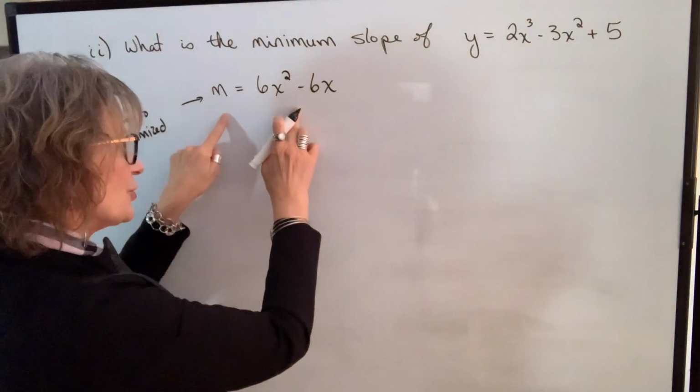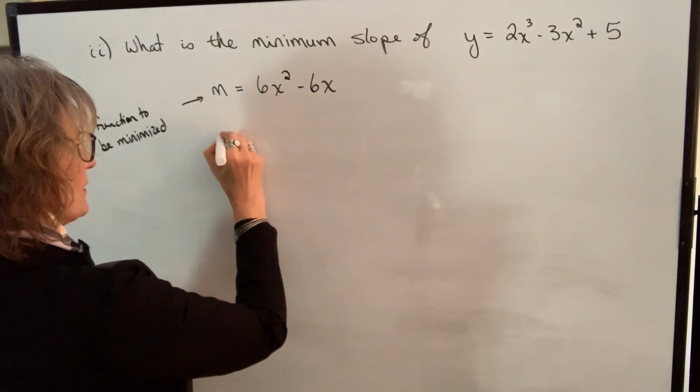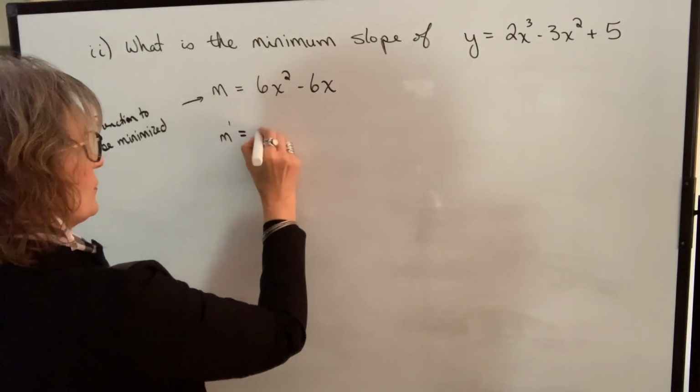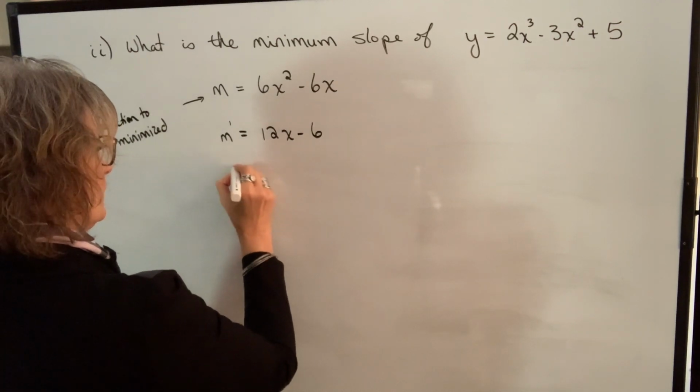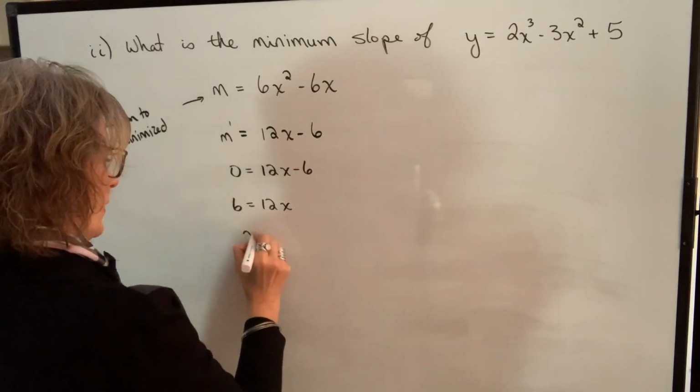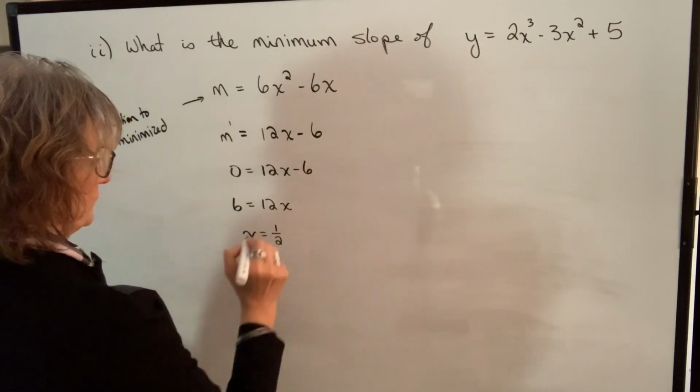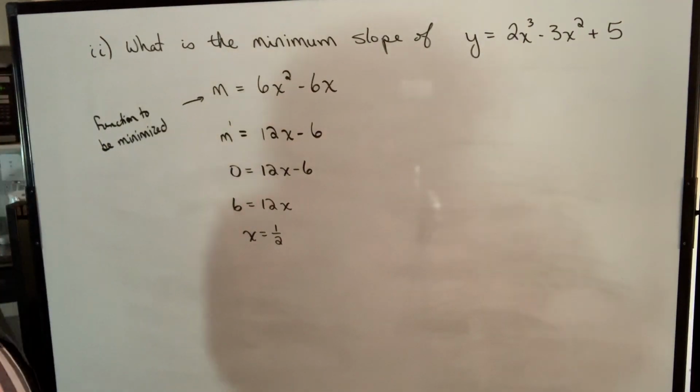I need to differentiate this function. So now I take the derivative of the slope. It's going to be 12x minus 6. I set this equal to 0 and I solve. So x will equal 1/2. Once I get a value, I need to test it.